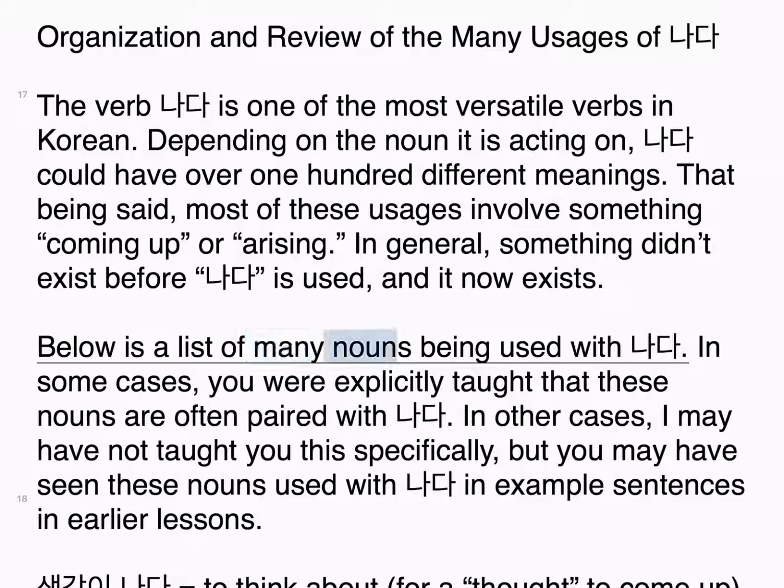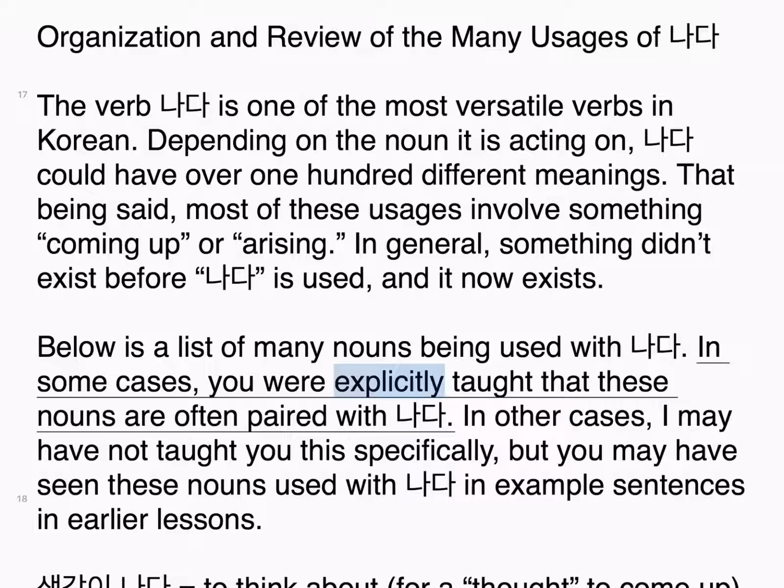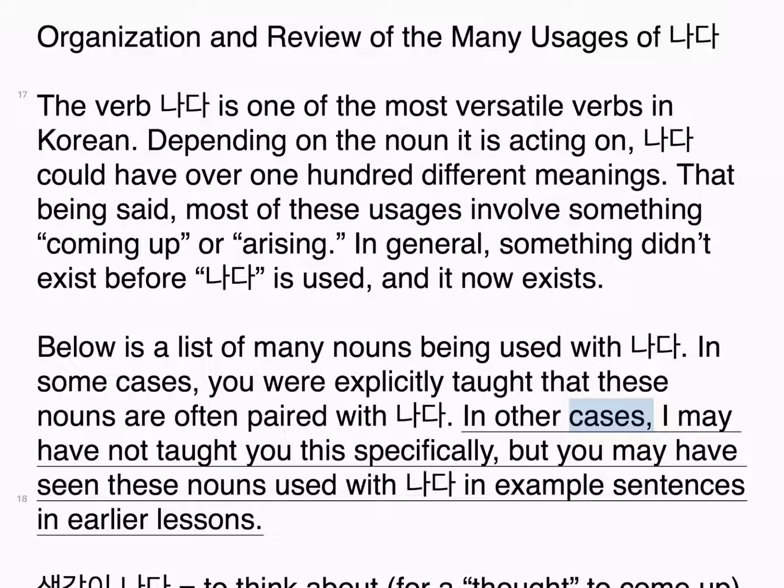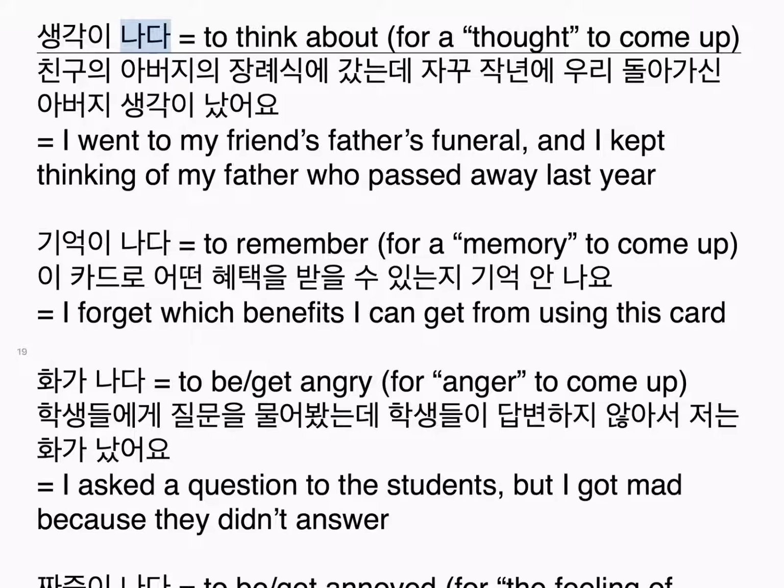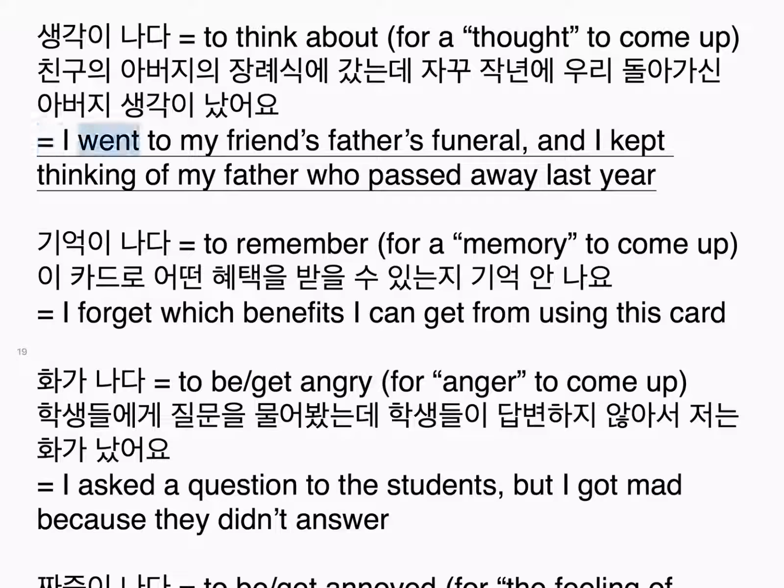Below is a list of many nouns being used with 나다. In some cases, you were explicitly taught that these nouns are often paired with 나다. In other cases, I may have not taught you this specifically, but you may have seen these nouns used with 나다 in example sentences in earlier lessons. 생각이 나다. To think about, for a thought to come up. 친구의 아버지의 장례식에 갔는데 자꾸 작년에 우리 돌아가신 아버지 생각이 났어요. I went to my friend's father's funeral, and I kept thinking of my father who passed away last year.